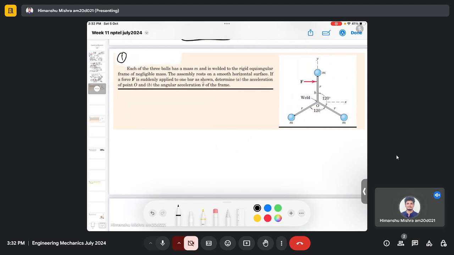Here, each of the three balls has a mass m and is welded to the rigid equiangular frame of negligible mass. The assembly rests on a smooth horizontal surface. If a force F is suddenly applied to one bar as shown, determine the acceleration of point O and the angular acceleration theta double dot of the frame.